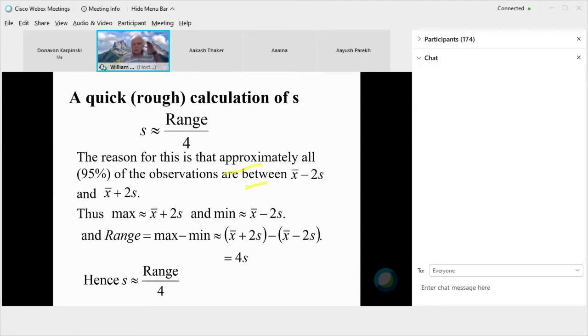So you can do rough calculations of S. These are useful for checking your own calculation of S. S is approximately the range divided by 4.